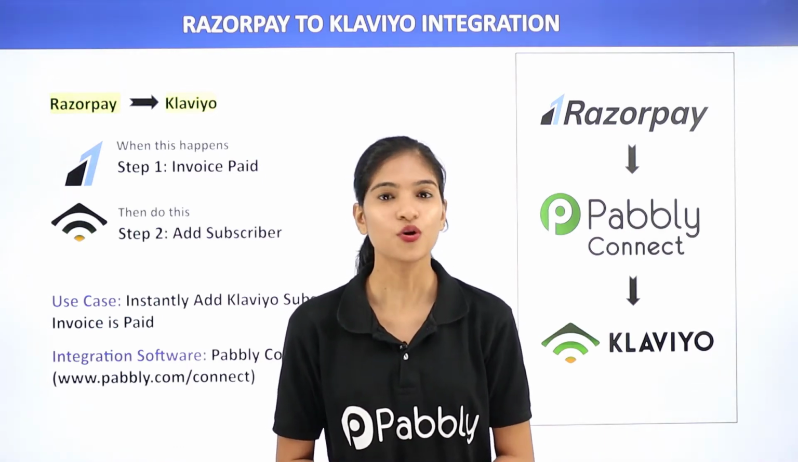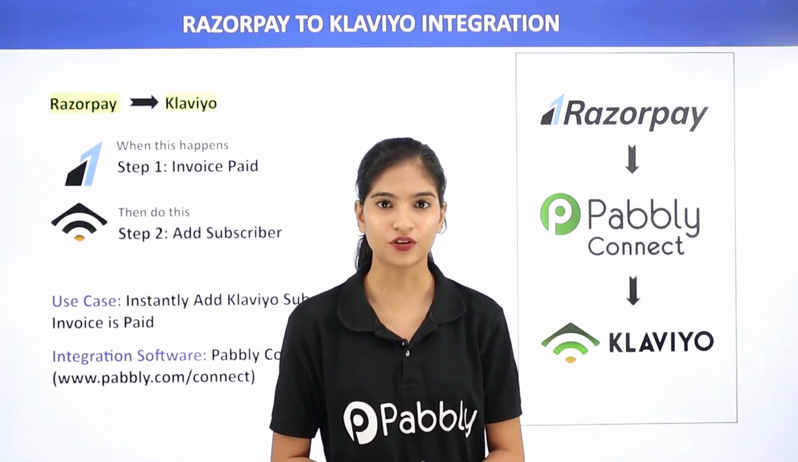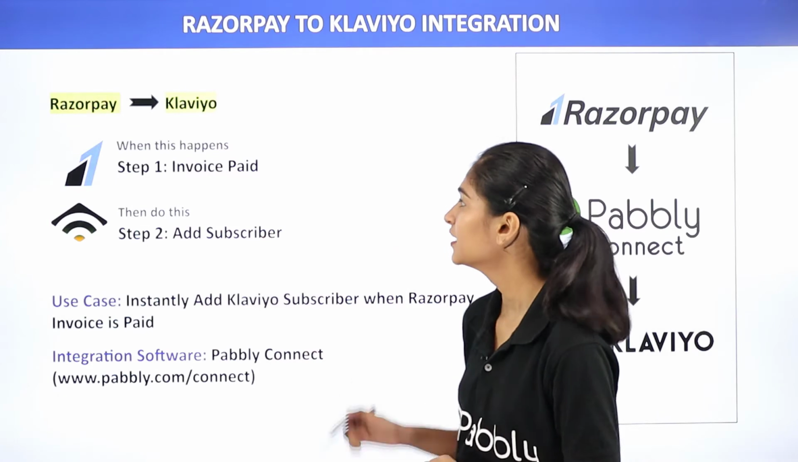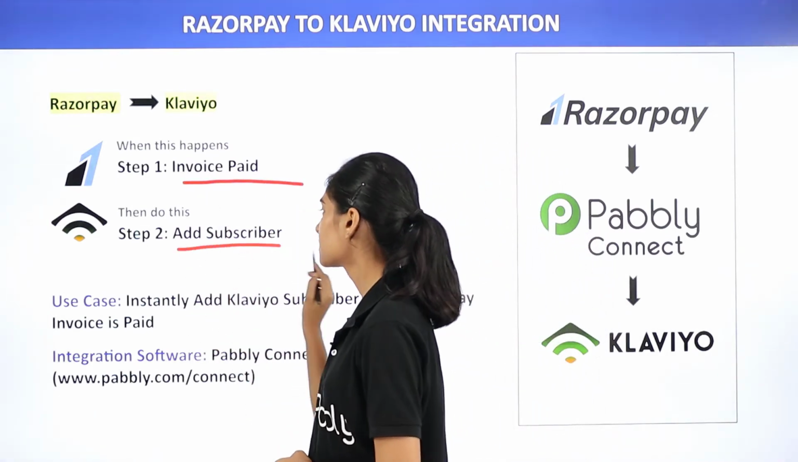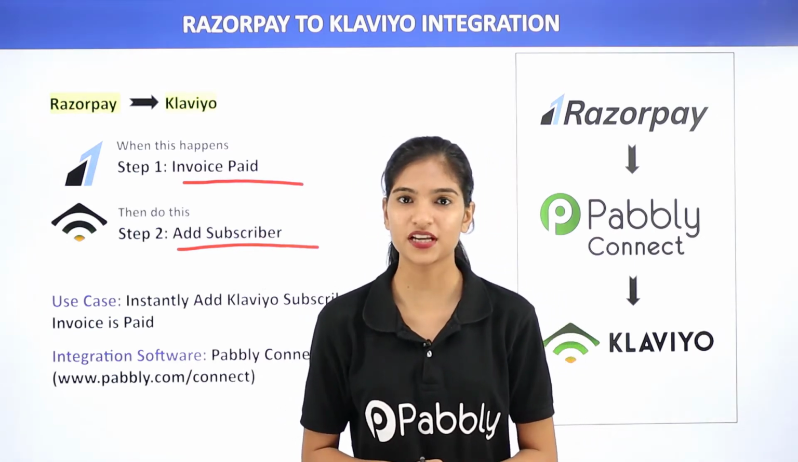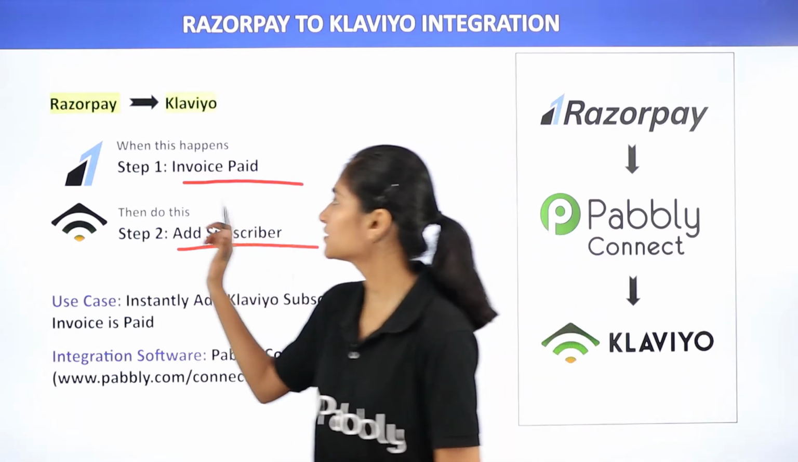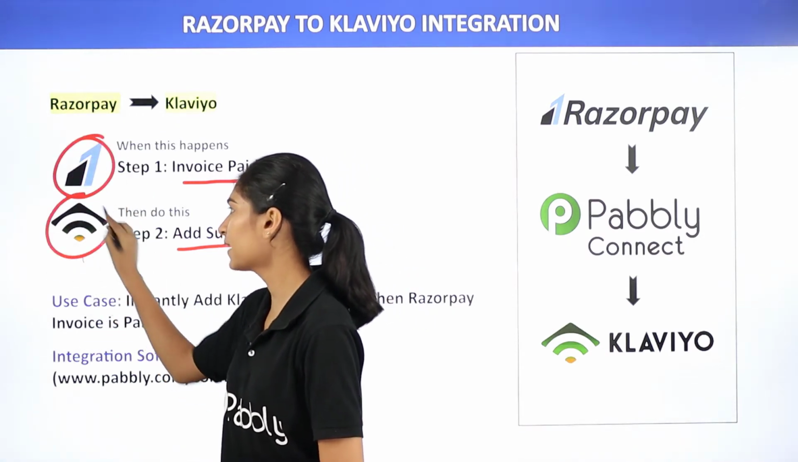Today in this video, we are going to integrate two software applications, Razorpay and Klaviyo. So the use case here is, whenever an invoice is paid in Razorpay, automatically add subscriber in Klaviyo. First, let us know what these two software applications are all about. So Razorpay is an online payment gateway, whereas Klaviyo is an email marketing platform.